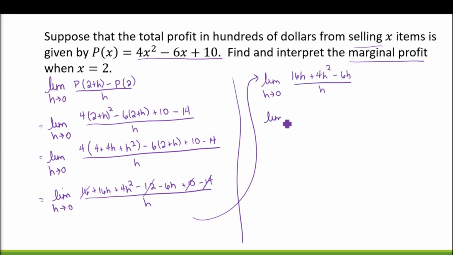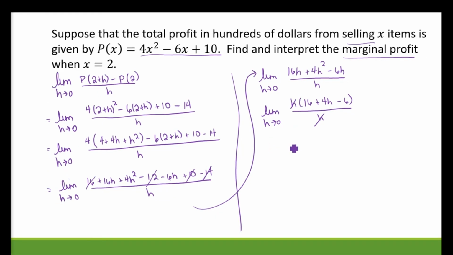And I can factor an H out of the numerator. So that would be H times 16 plus 4H minus 6 over H. Cancel the common factor. And we have the limit as H approaches 0 of 16 plus 4H minus 6, which is just 16 minus 6, or 10, as H goes to 0.